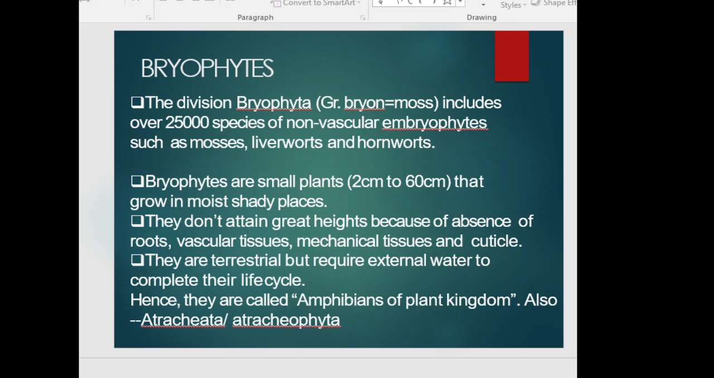Basically bryophytes are small plants, and their size ranges from 2 centimeter to 60 centimeter, and they mostly occur in shady places. They do not attain great height because of the absence of roots, vascular tissue, mechanical tissues and cuticle. They are terrestrial and require external water to complete their life cycle. They are called the amphibians of the plant kingdom and also atracheata or atracheophyta because vascular tissues are absent.